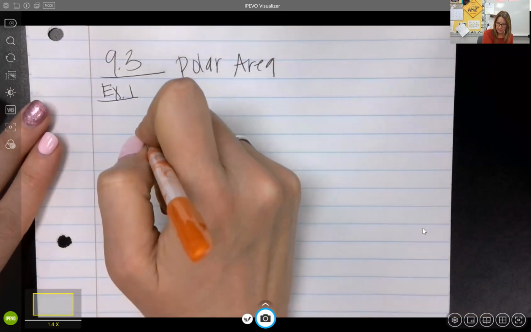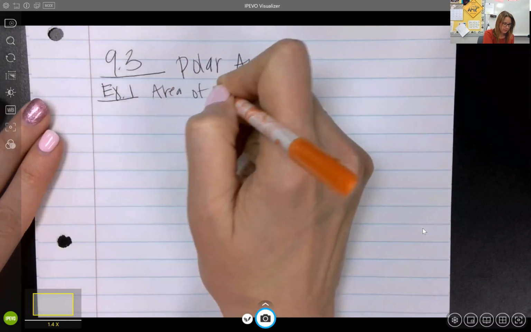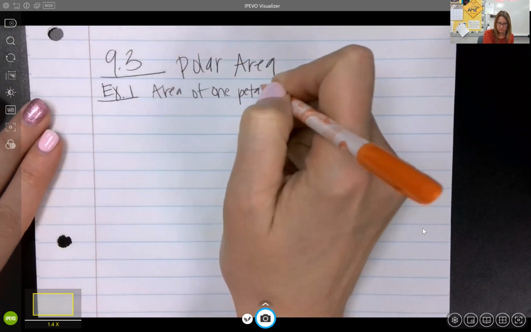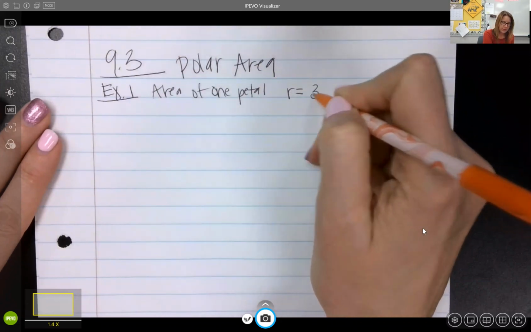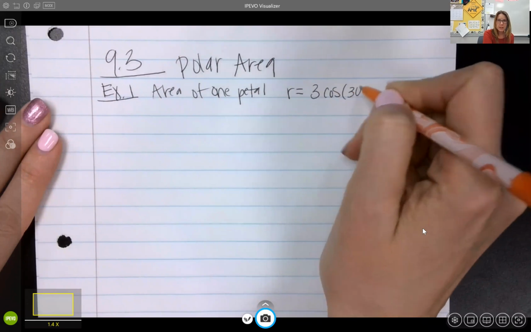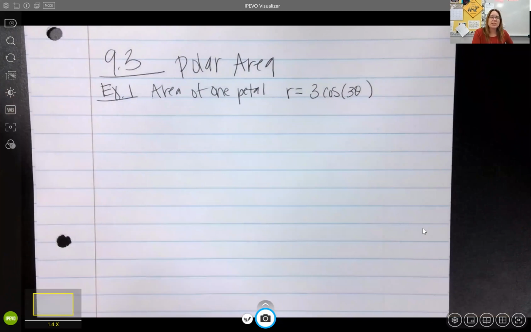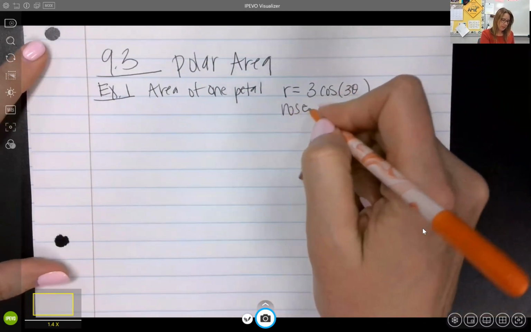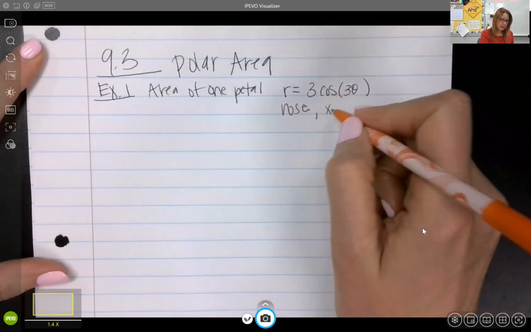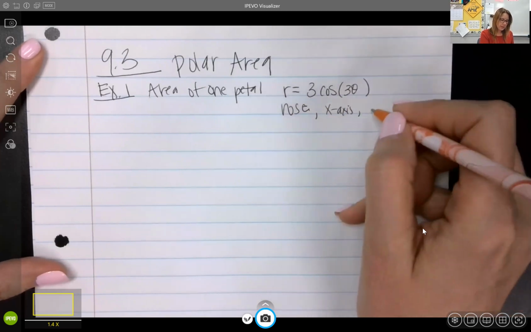Now this says find the area of one petal. So the area of one petal. And it gives us our equation r equals 3 times the cosine of 3 theta. Okay, so first of all, what shape is this going to be? I think it kind of gives it away when it says a petal, but it's going to be a rose curve. It's a cosine, so it's symmetric with the x-axis. And then the 3 is odd, and so there's 3 petals.